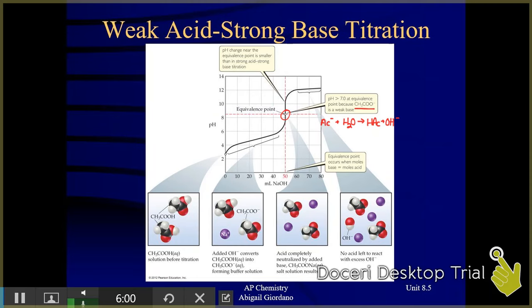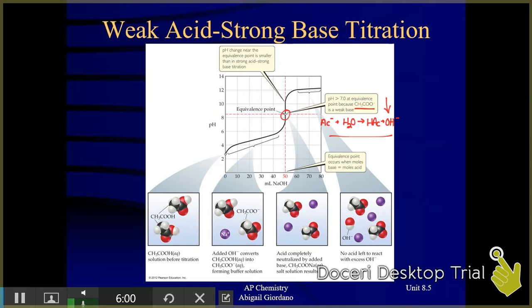I want you to notice on this graph where the equivalence point is falling. It is greater than 7. And the reason is because look at this reaction that we just wrote here and look at what has been created. OH minus has been created. Acetate ion, that conjugate base, is a weak base, and it produces some OH minus ions, which is why you see the equivalence point in this situation above 7, in the basic range.